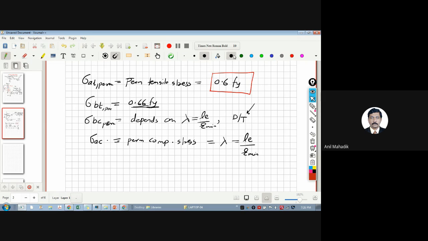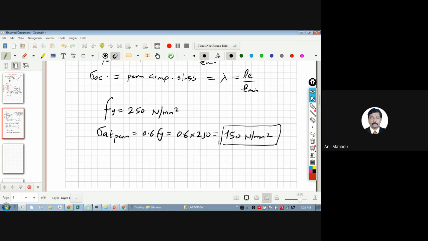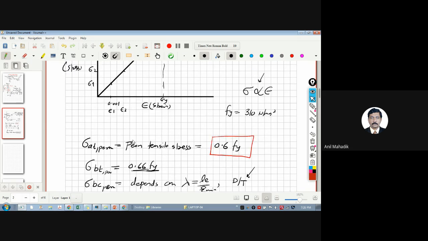Now, if you take Fy as, let's say, 250 Newton per mm square, then sigma AT, the axial tensile permissible stress, is 0.6 Fy, which is 0.6 into 250, which finally comes out to be 150 Newton per mm square. So this is your permissible stress to be used for design of tension members. Now it's easy to understand.